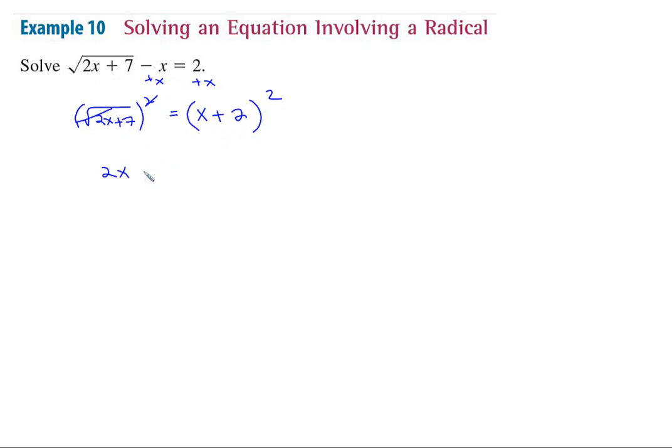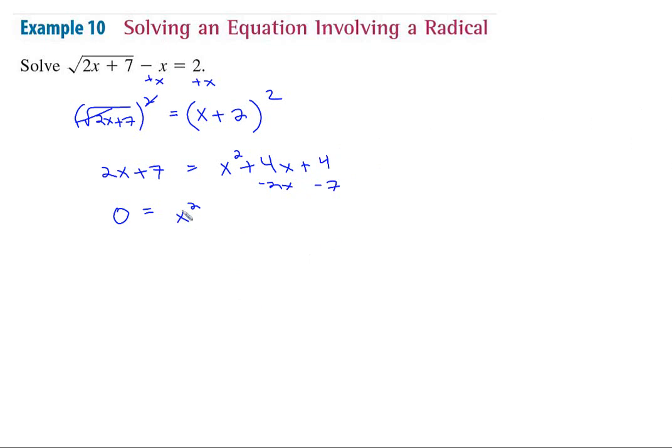So we get 2x plus 7 is equal to, FOIL that using our shortcut, x squared plus 4x plus 4. Now we've got a quadratic, and we're not going to be able to get rid of this x squared, so we've got to set the problem equal to 0. So we get x squared minus 2x minus 3, so minus 2x minus 7. Oops, over here it should be a 4.